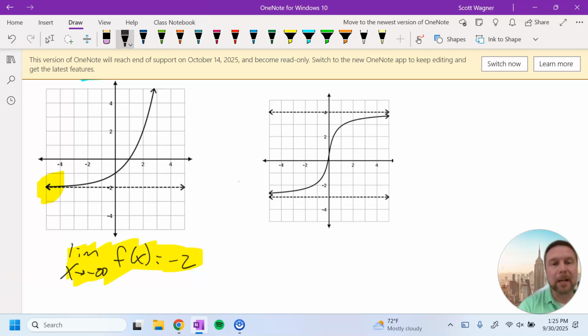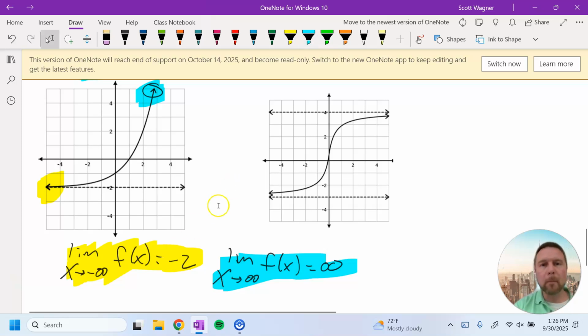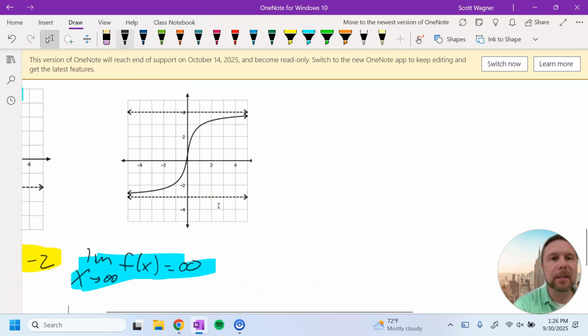On the other side, I could say that the limit as x approaches positive infinity, as we go to the right side, the function itself goes up, up, up, up, up. So that's positive infinity right there. So this part of the graph is going to match with this guy right here. Awesome. Okay, one more for you. How about these guys right here?